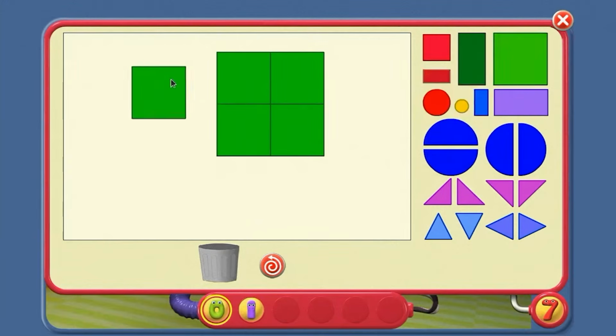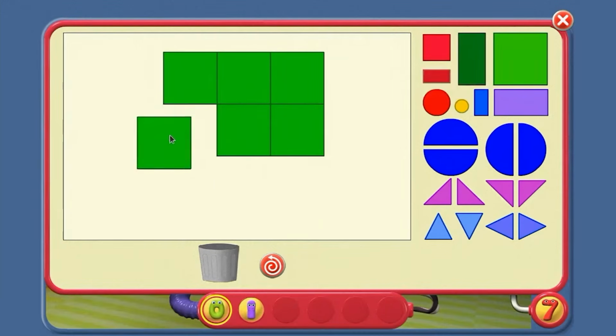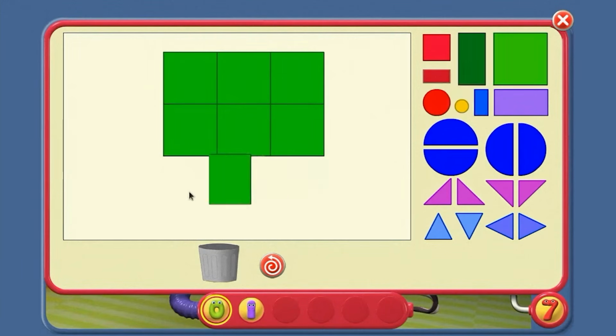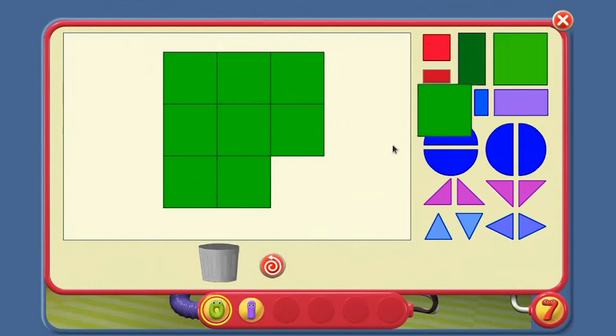Can we make an enormous square? 5 squares? No. 6 squares? No. Not 7. Not 8. But yes, 9 big squares make an enormous square. If you want to make squares, 1, 4 and 9 are the numbers you need.